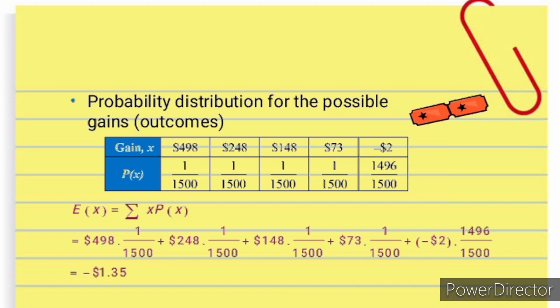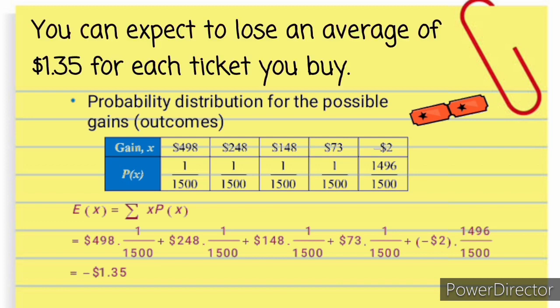So, as shown in the presentation, you can expect to lose an average of $1.35 for each ticket you buy.